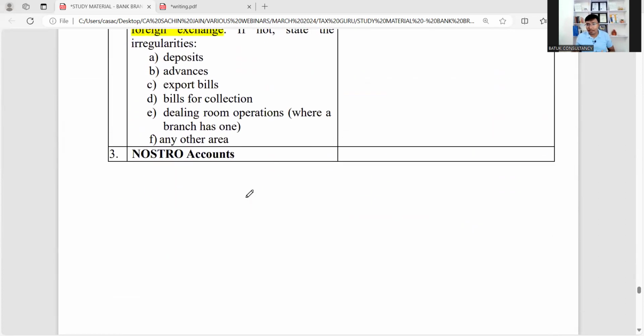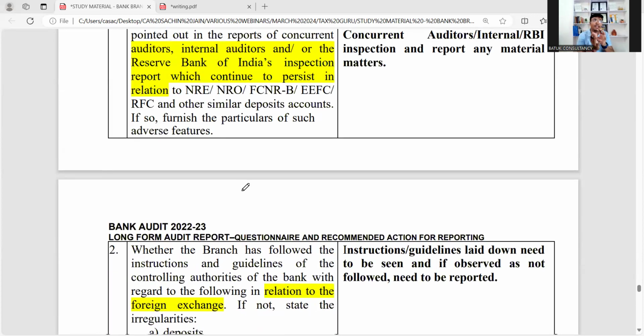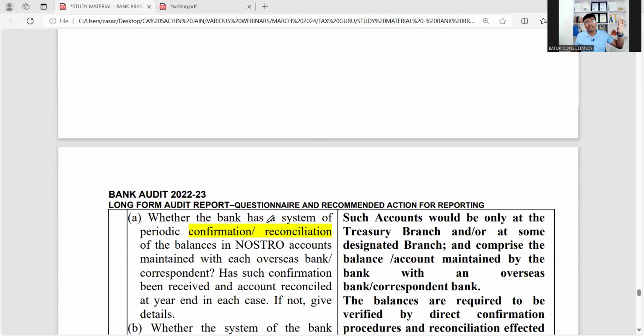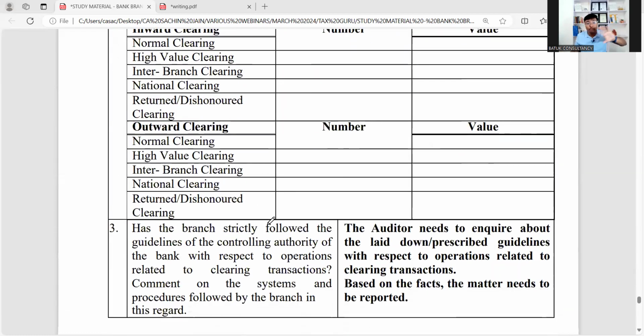And if there is a nostro account or a foreign branch, in that case we need to check whether the income booked regarding the forex commission is correct or not. If a nostro account is opened, we need to check the activity of the account. We are going to select certain accounts and check the same. So these are the things which are covered under this long form audit report.